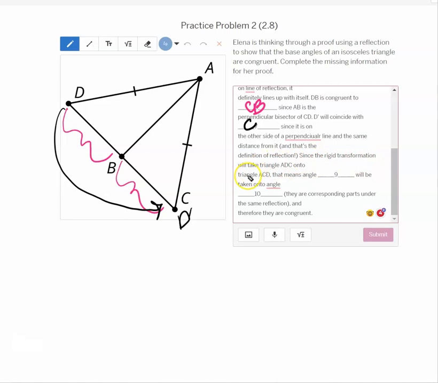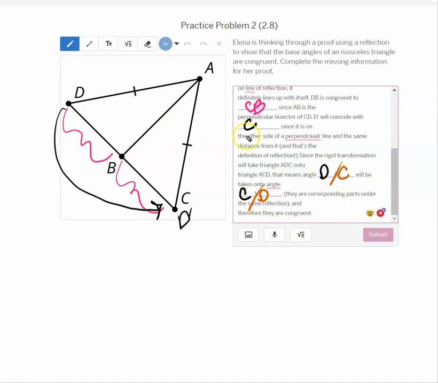Since the rigid transformation will take ADC onto triangle ACD, that means angle blank will be taken onto angle blank. You could either say angle C will be taken onto angle D, or angle D will be taken onto angle C. So D will go to C, and C will go to D, because they're corresponding parts under the reflection, and therefore they are congruent.